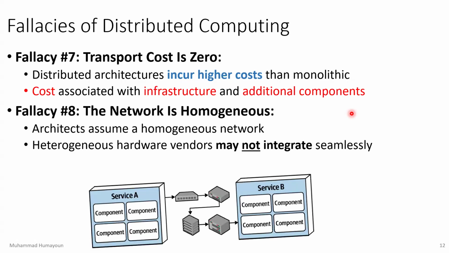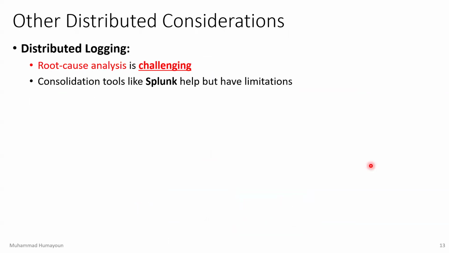And finally, fallacy number 8 is that network is homogeneous. Network is not homogeneous. It is connected through multiple routes, multiple hardware, some old, some new. Assuming that you have a homogeneous network is not true. Heterogeneous hardware vendors may not integrate seamlessly. So we need to remember that also.